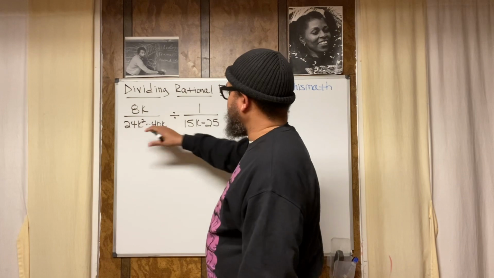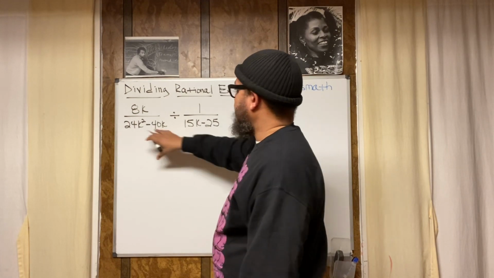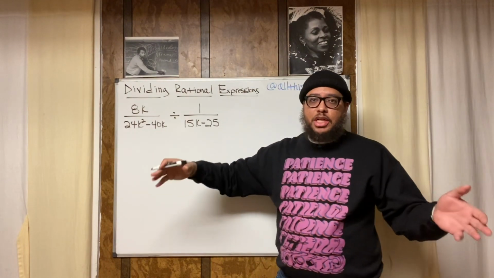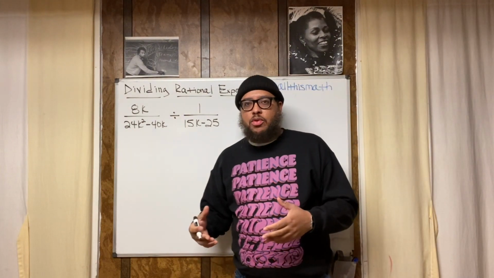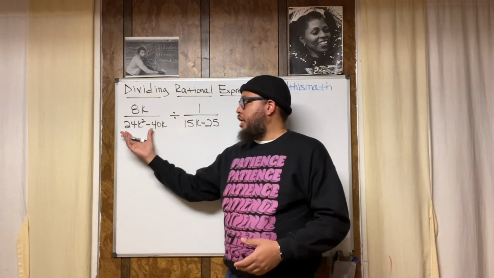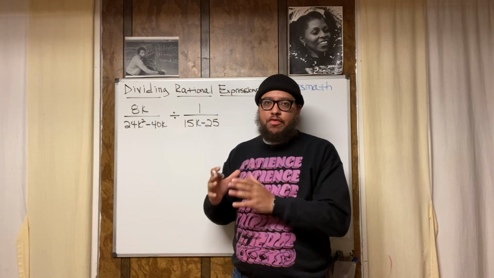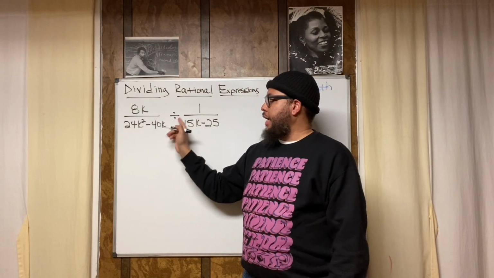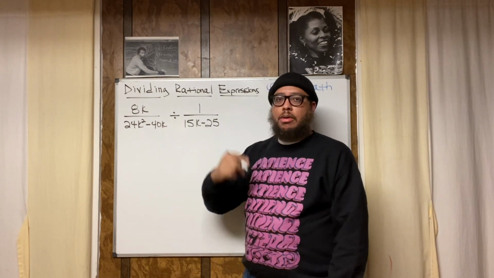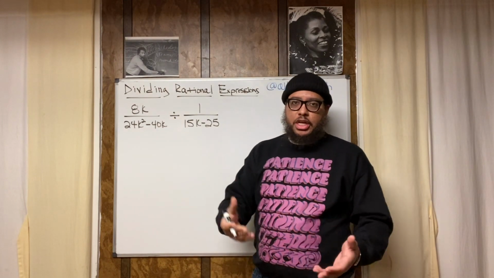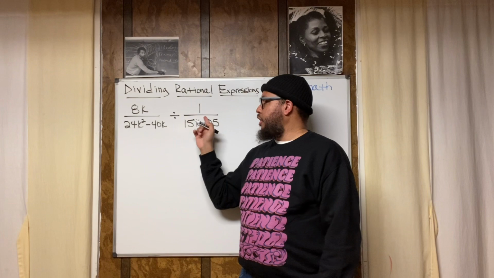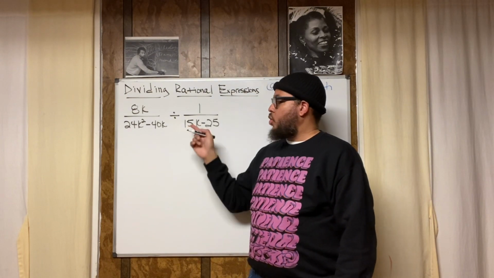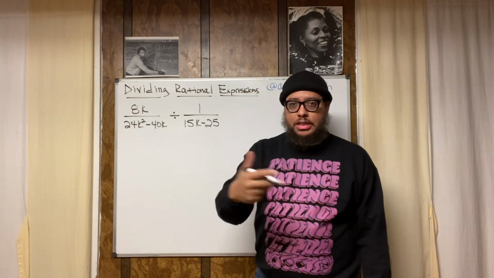So what's going to happen is we're going to do keep, change, flip, meaning, in case you're not familiar with what keep, change, flip is, it's a method for dividing fractions where we keep the first fraction in the same exact form. Then we change, going from left to right, the division sign into a multiplication sign. Hence the word change, we change. And then we flip the second fraction, meaning we take the reciprocal of the second fraction.